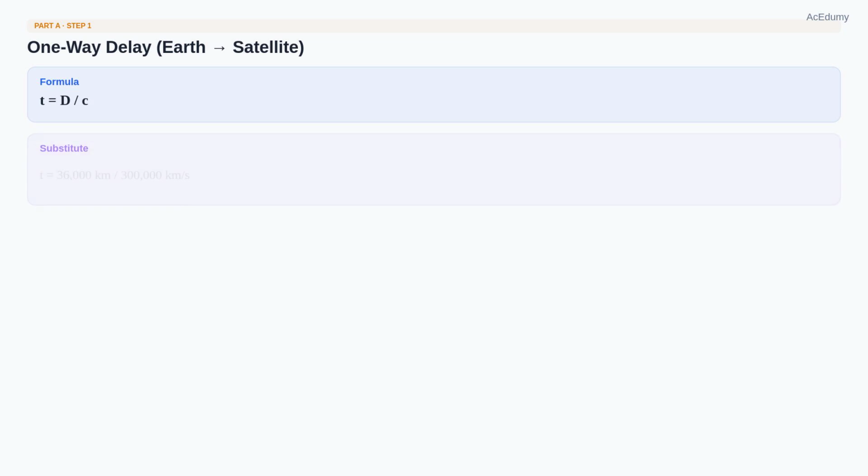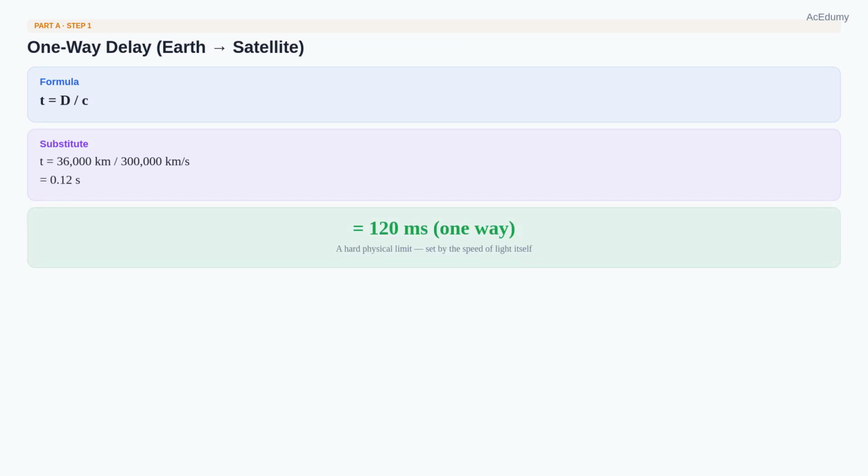Part A. Step 1. Compute the one-way delay from Earth to the satellite. The formula is simple. Time equals distance over speed. Distance is 36,000 kilometers. Speed is 300,000 kilometers per second. One-way delay equals 36,000 divided by 300,000. That is 0.12 seconds or 120 milliseconds.